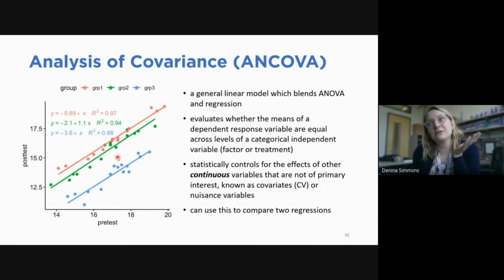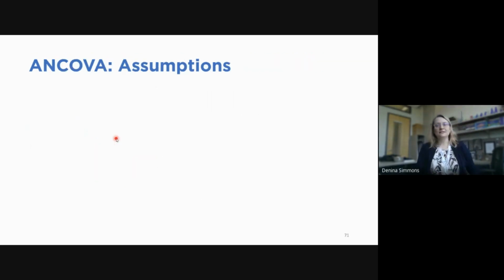But how do you know? You can't just use your eyes. You actually need to do a test to find out: is the variation around these regressions so large that you could actually pool these together because they're the same, or are they different enough to suggest that maybe one group is different and the other two are the same? So you can compare two different regressions, and that's pretty cool.